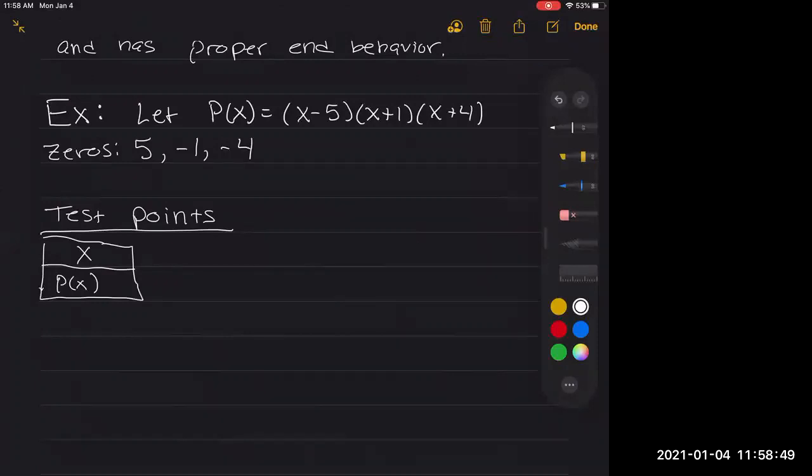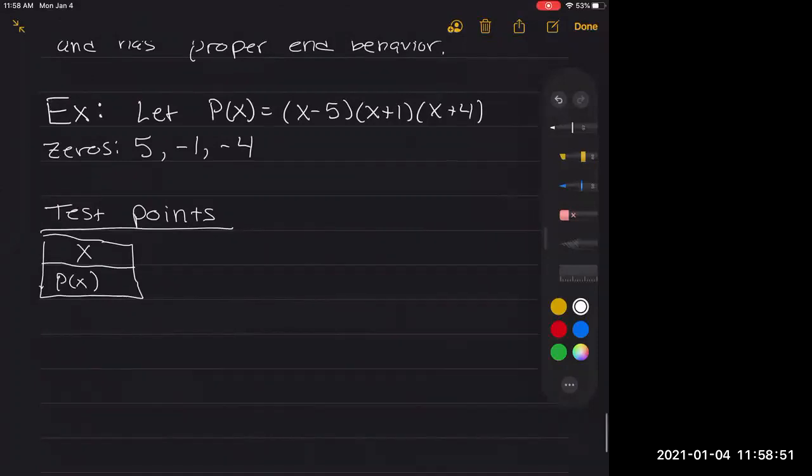So I'm going to pick a point to the right of 5 to get a point outside of our 0, and then a point between 5 and -1. I think I'll pick 0 because that's always a nice one, and then a point in between -1 and -4. So let's go with -2. Then a last point is something to the left or even like smaller than -4. So I'll just go with -5.